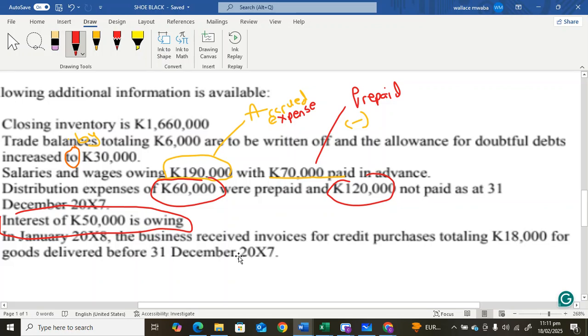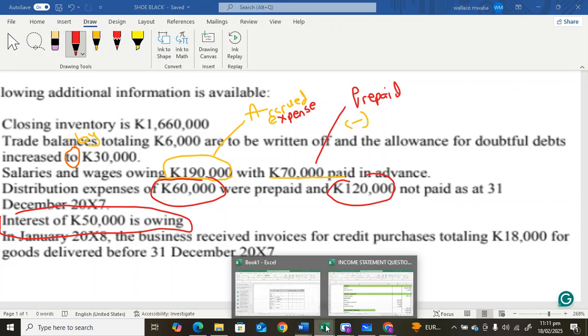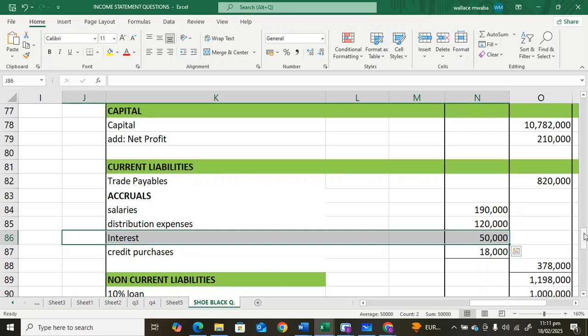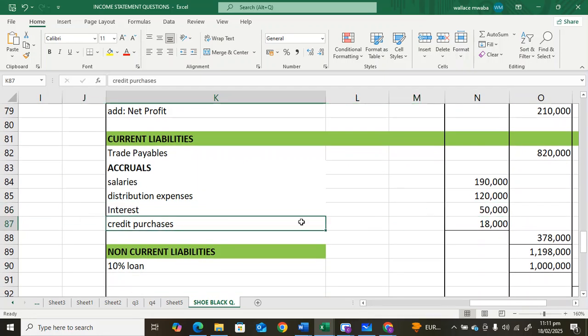Then here's another accrual. Okay. Credit purchases totaling 18,000. We are owing. So you add it to the purchases expense in the trading account. Which was done in video one. And this 18,000, since we are owing, on the balance sheet, you include it here, the credit purchases, 18,000.